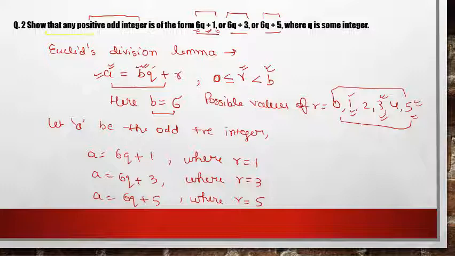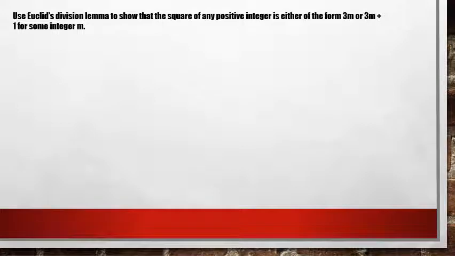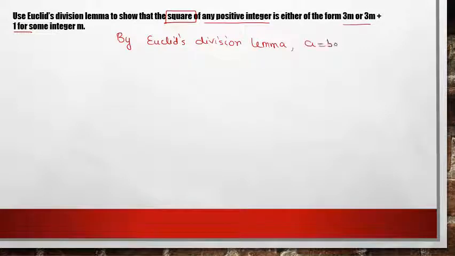Let's level up. Now, the question can ask you in this way. Use Euclid's division lemma to show that the square of any positive integer is of the form 3m plus 1 for some integer m. Now we have already studied that by Euclid's division lemma, the condition is a is equal to bq plus r, where r should be greater than or equal to 0 and less than b.